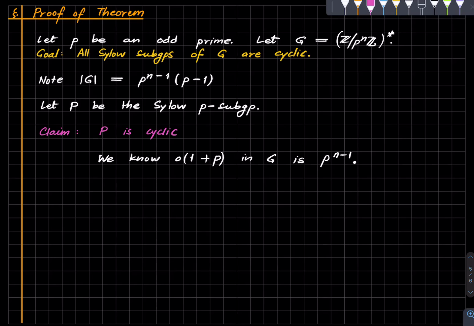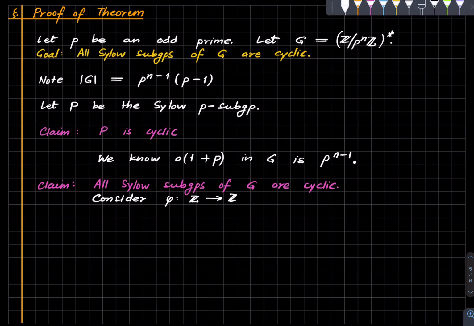And here is the interesting part. All Sylow subgroups of G are cyclic. This has an interesting proof, and here is how it goes. So consider the map, the natural projection map. So this is a group homomorphism. Let me not call this phi. Let me call this maybe theta.